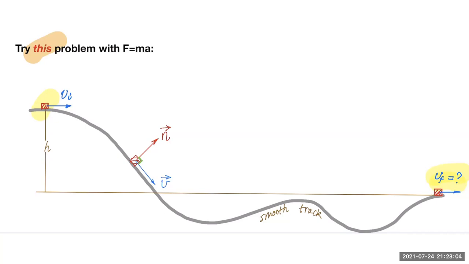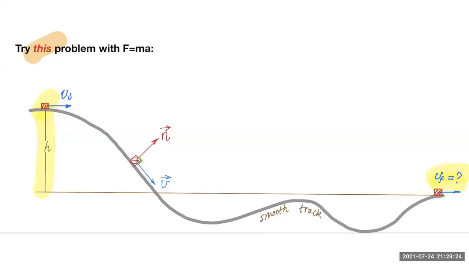The track is smooth, but otherwise I do not know the shape of this track. Once this block reaches the final position, which is a vertical distance h below the initial position, as you can see here, h below. What is the final speed equal to?